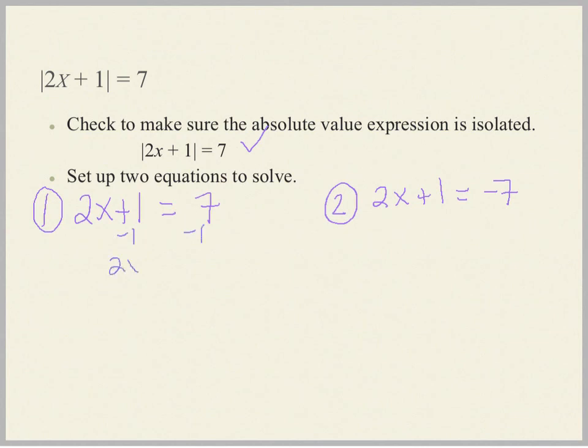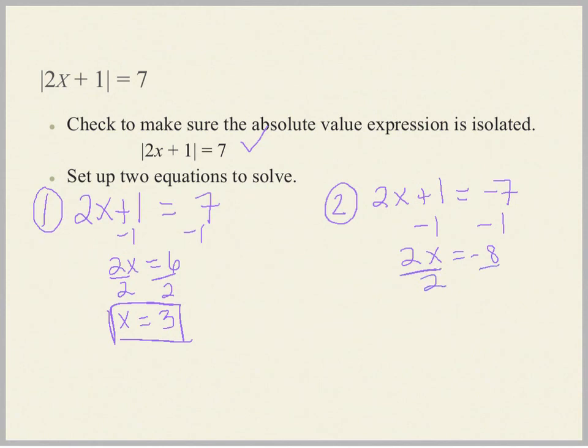In solving these two equations, I will start by subtracting 1, then dividing by 2. In my first answer, this gives me x equals 3. Again, subtracting 1 and dividing by 2, I now have an answer of negative 4.